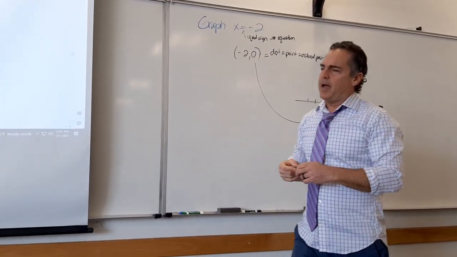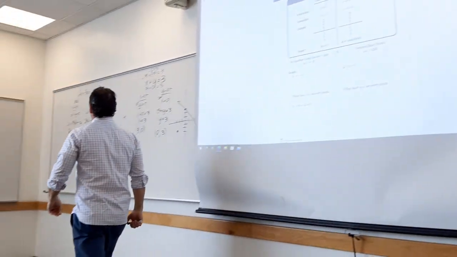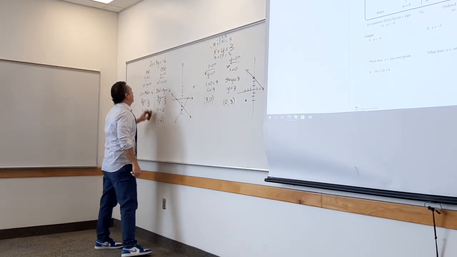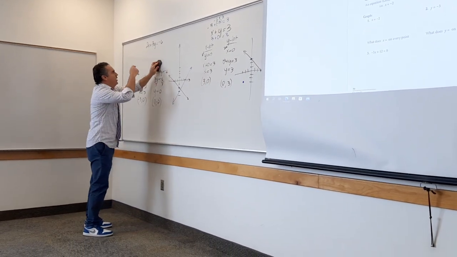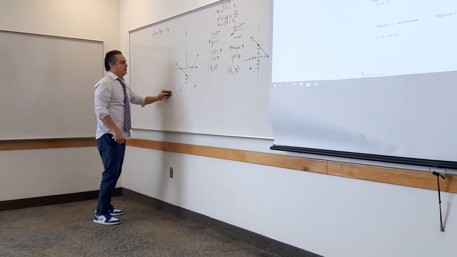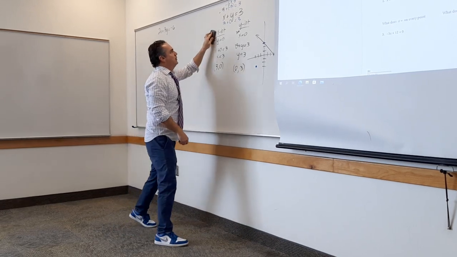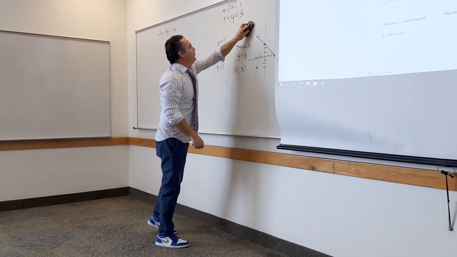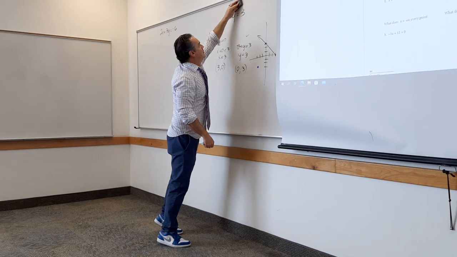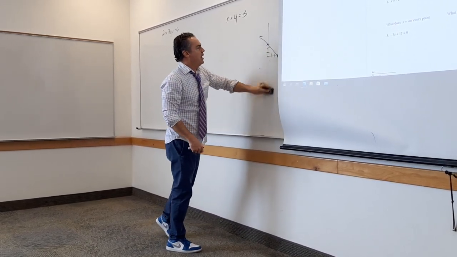I want you to come back and look at this board. How many variables in that equation right there? Two. X and a Y, agreed? Okay, look at this. How many variables in that equation right there? Two, yeah, an X and a Y.